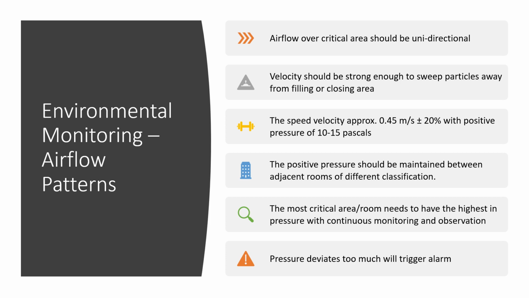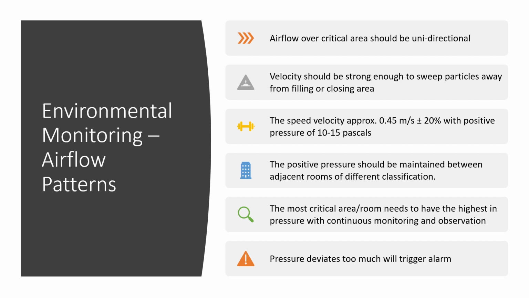Maintaining positive pressure between adjacent rooms of different classifications is crucial. This prevents the migration of contaminants from lower classified areas to higher classified ones, preserving the integrity of sterile environments. In facilities with multiple rooms, it's essential to ensure that the most critical areas or rooms have the highest pressure. Continuous monitoring and observation of pressure differentials are necessary to detect any deviations from the desired levels. Any significant deviations in pressure will trigger an alarm, prompting immediate corrective action to maintain the integrity of the sterile environment.